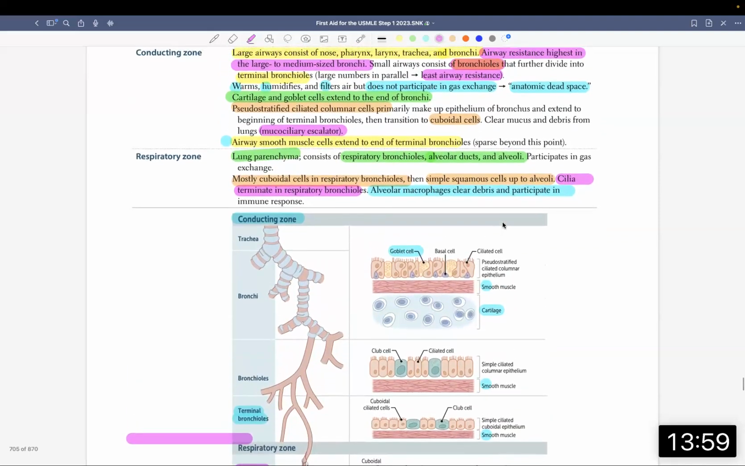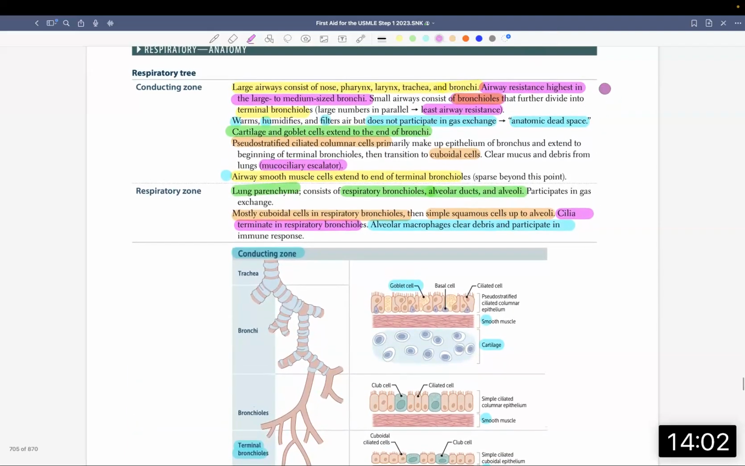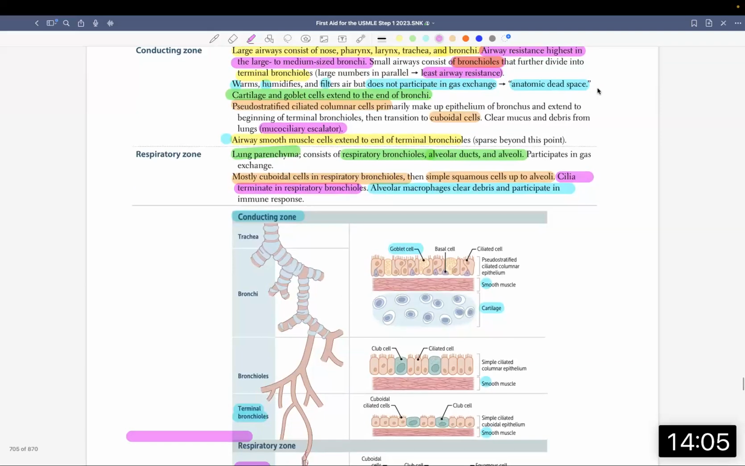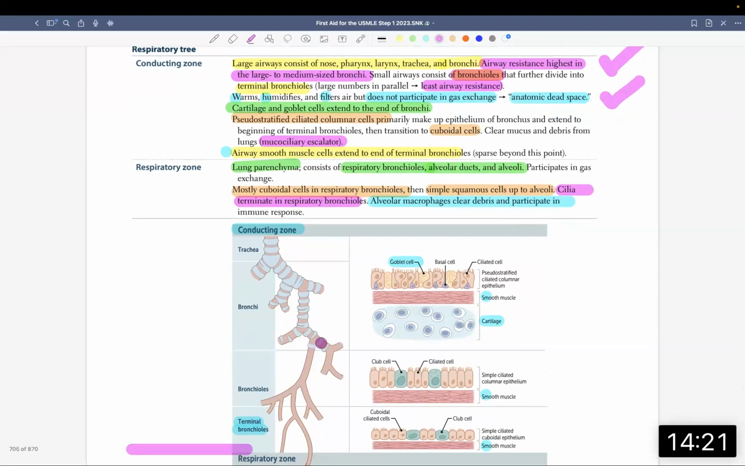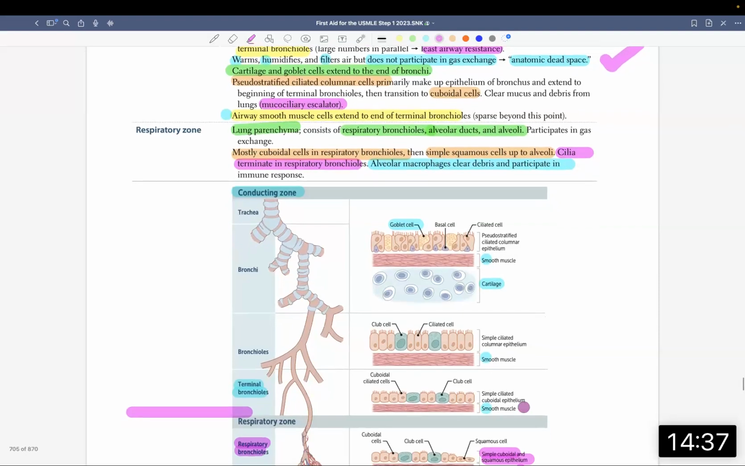Anyway, main points here: airway resistance is highest in the large to medium-sized bronchi. Then least airway resistance is at the terminal bronchioles, because they're in parallel. Anatomic dead space fact. Cartilage and goblet cells go up to the bronchi only. Pseudostratified ciliated columnar cells are responsible for the mucociliary escalator. Smooth muscle is only up to the terminal bronchioles and then becomes sparse.